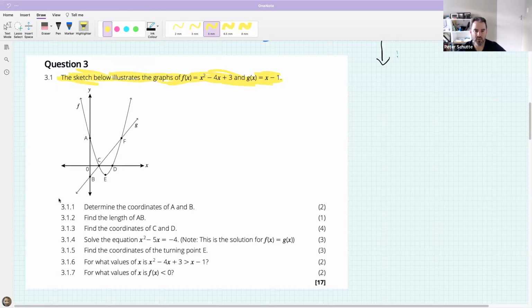Okay, now I want to do 3.1.1 and 3.1.2 to start with. And if you're feeling generous, maybe you can give some tips in the chat to those who would struggle getting started with 3.1.1 and 3.1.2? What are you going to need to do to answer those two questions?